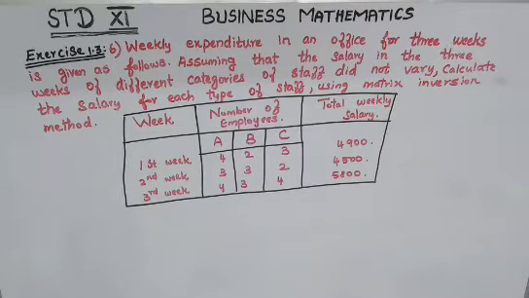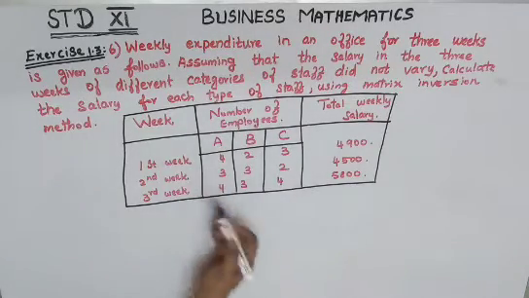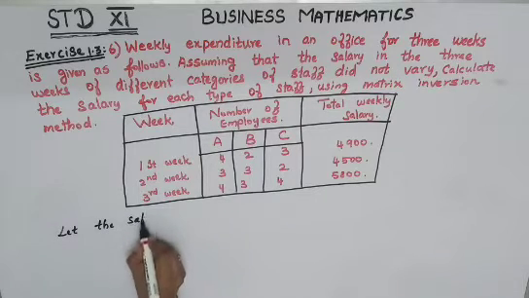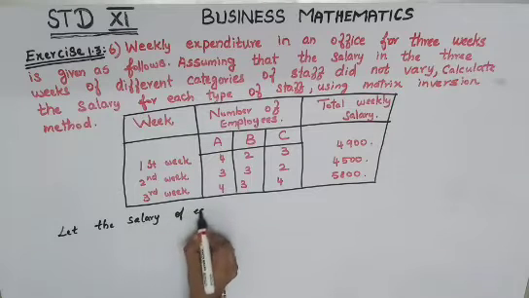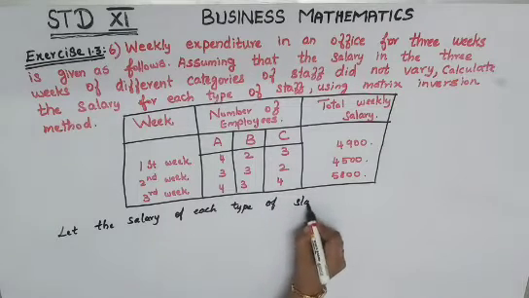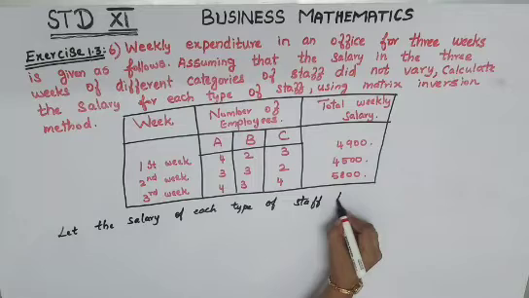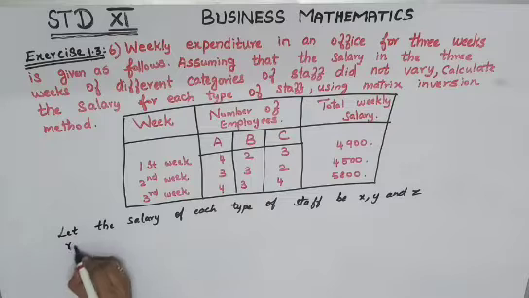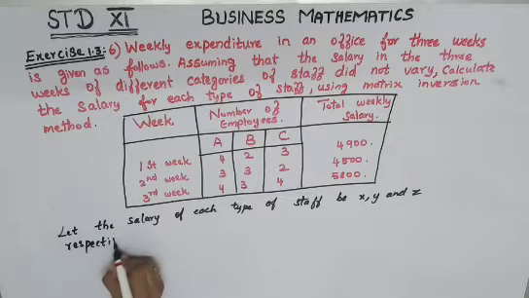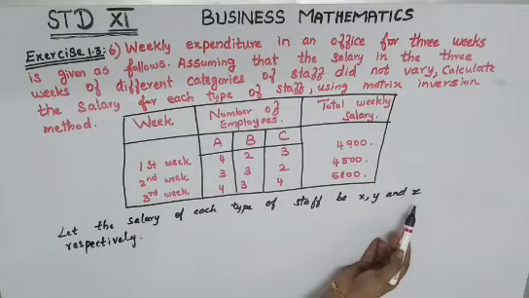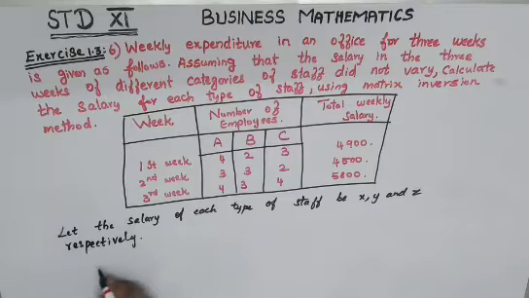So you'll have to form matrices first. Before that, you'll have to go for your equations. To find your equations, you'll just use these values. So first we'll write it as: let the salary of each type of staff be x, y and z respectively. We need the salary only, so we'll just declare the salaries as x, y and z for each different category. Okay, so we'll get the equations.